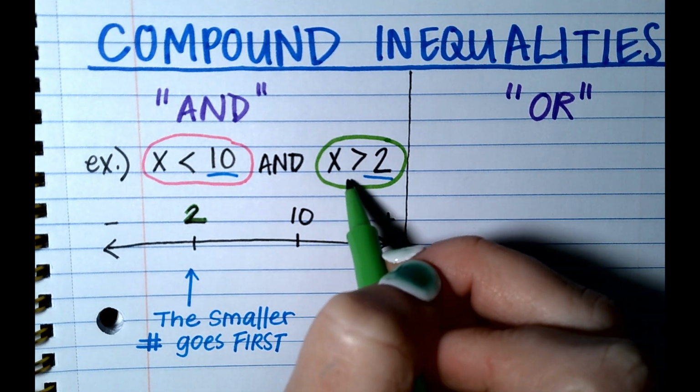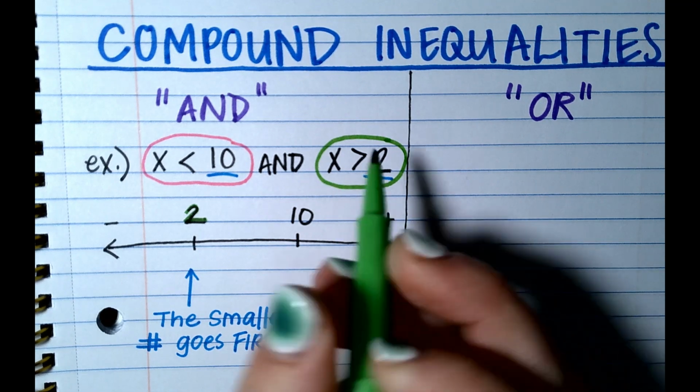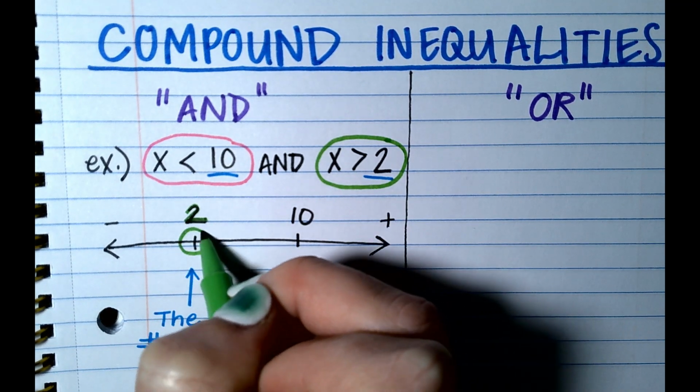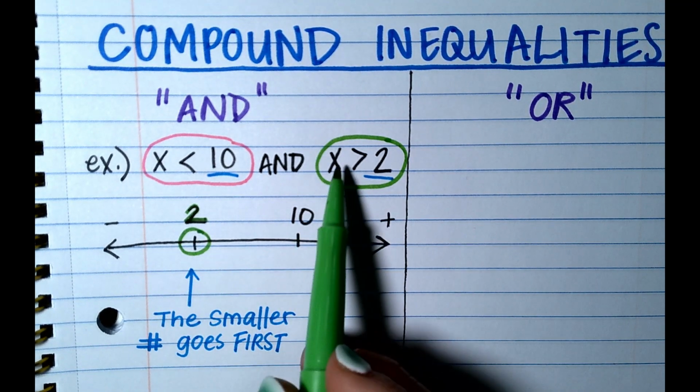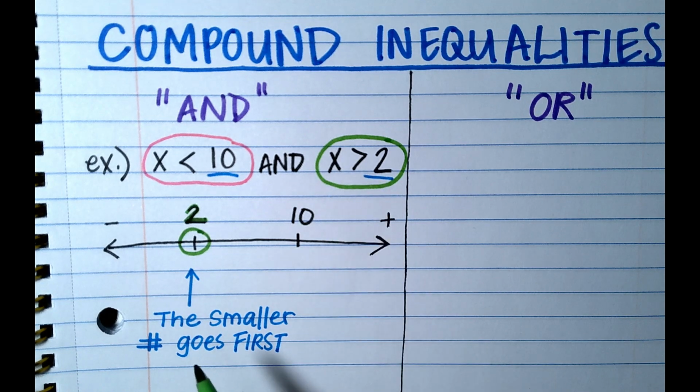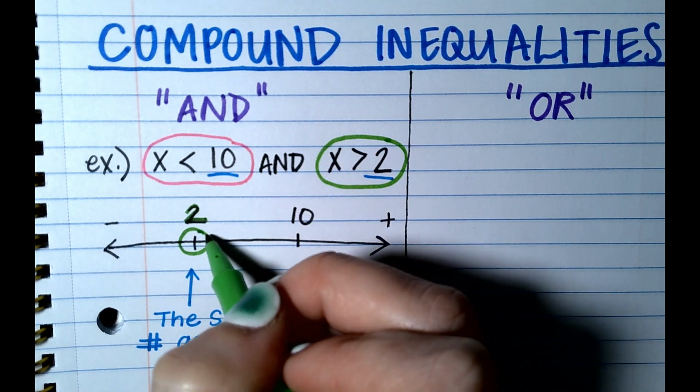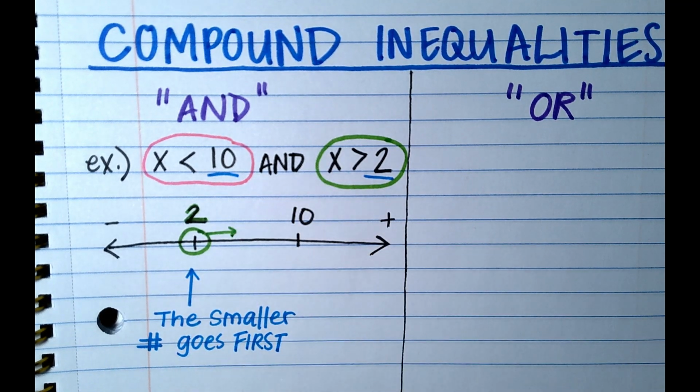Open, because there's no equal to. So we're not including it. So we open, and then it's greater than. Which direction would we shade? To the right. Now don't shade it all the way yet. I'm going to have you for now just put a little arrow to point which way we shade.